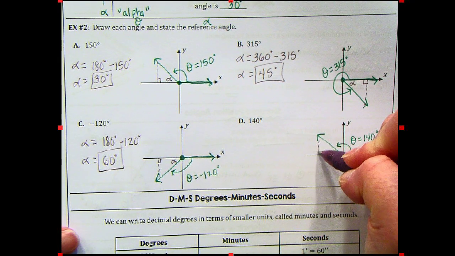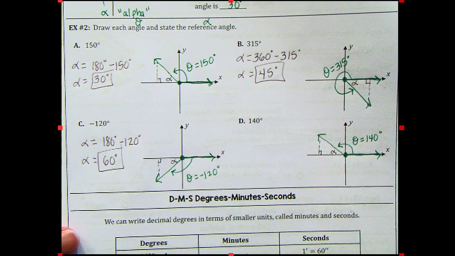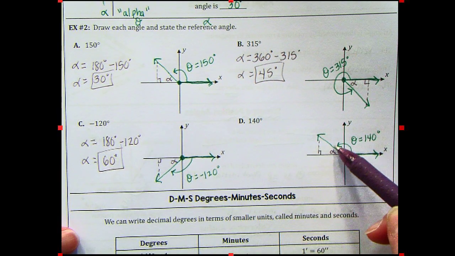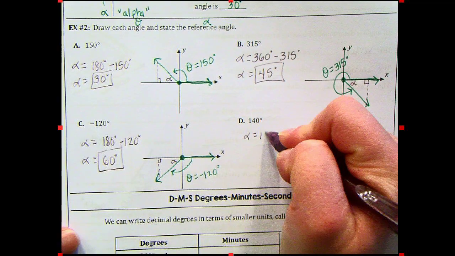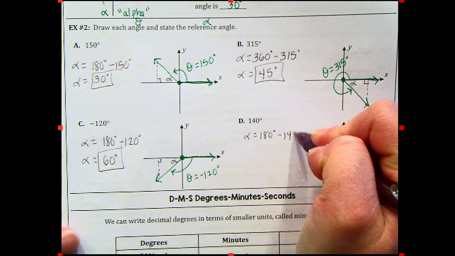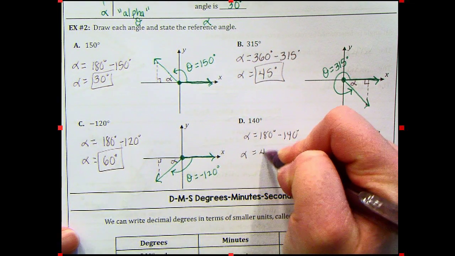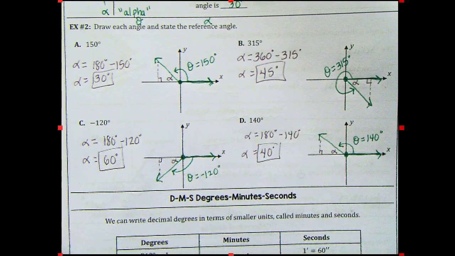Draw your little bow tie triangle, put your alpha in there, and then I can see that if half a circle is 180, this part is 140, alpha will just be 180 minus 140, so I get 40 degrees. Again, positive and less than 90.